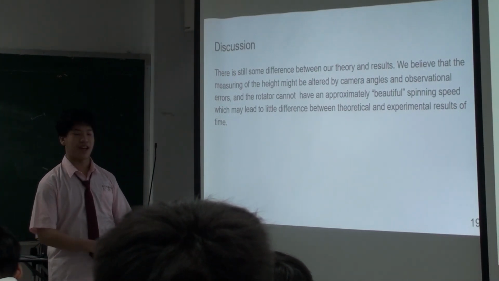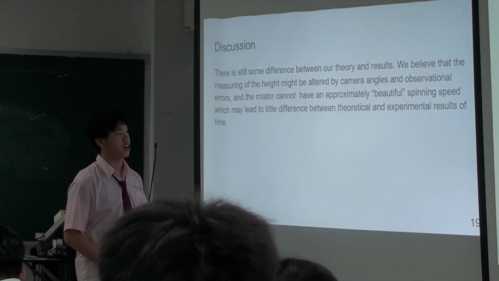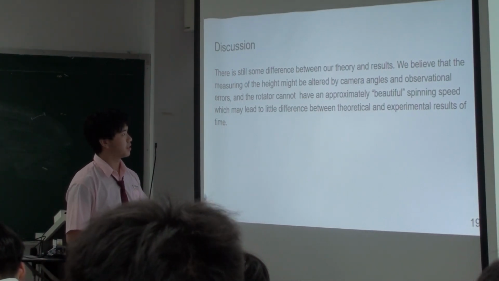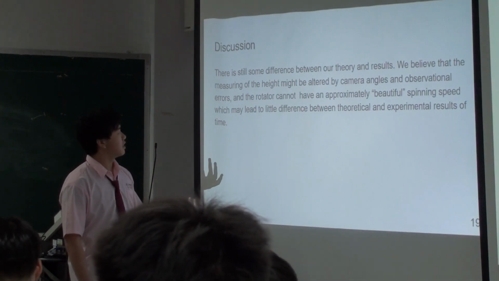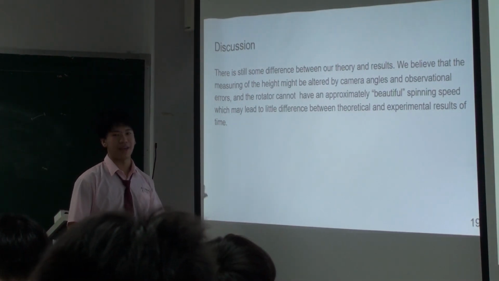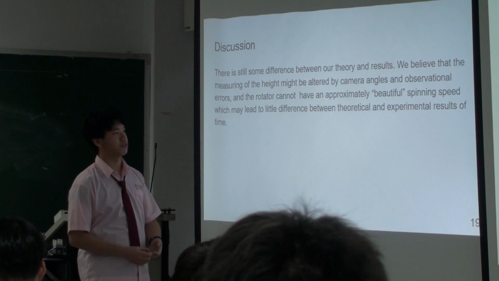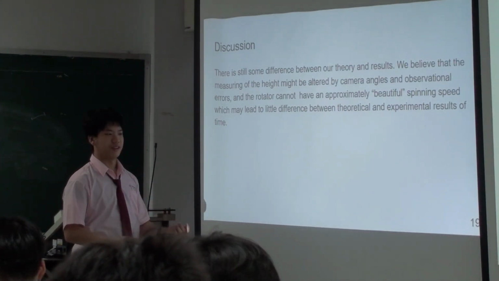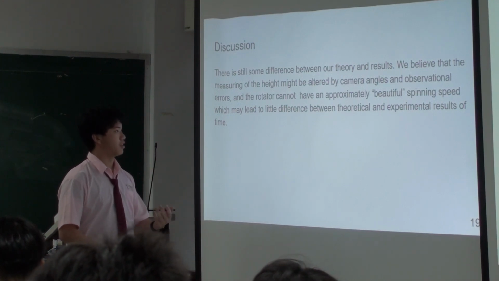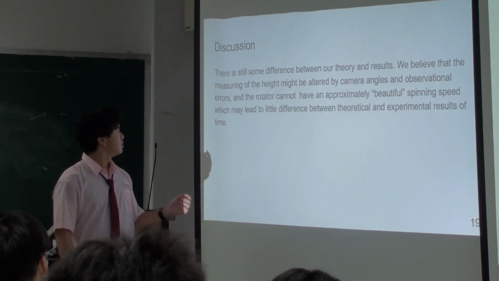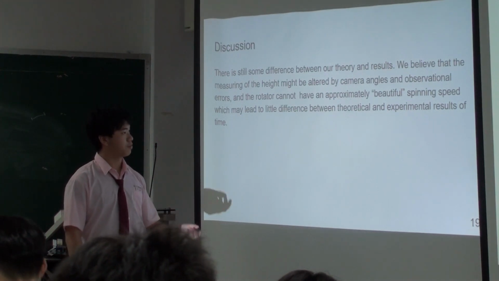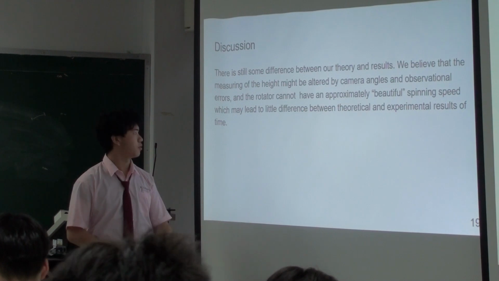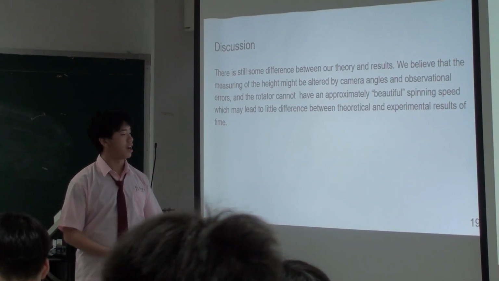We have some deviations. We did not know it very specifically, and we believe that the measuring of height could be altered by, say, camera angles or just regular deviation by the human eye. And the rotator cannot have a perfectly steady spinning speed, which may lead to a little difference between the theoretical and experimental results of our time. Okay?